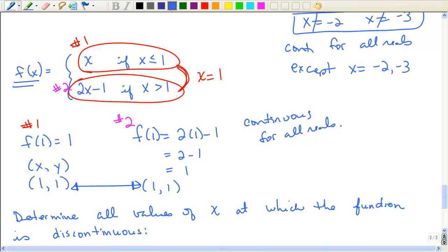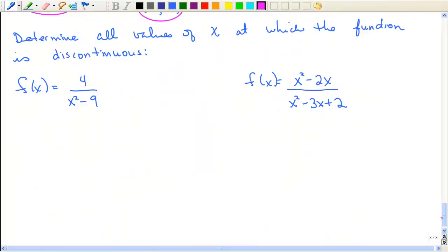Let me say this again. If you have a piecewise function, the only place, unless it's a really weird one, which I'm not going to give you, that you need to check is these values. Just plug them into each piece, and if each piece yields the same number, then it's not discontinuous. It would be continuous. If those values are different, then it would be discontinuous at that x value.